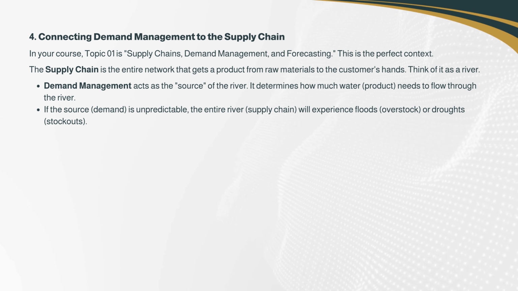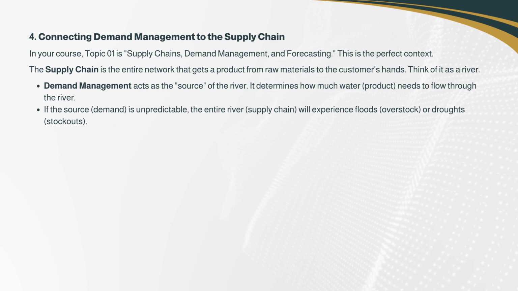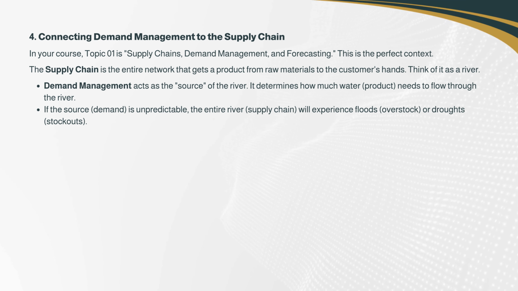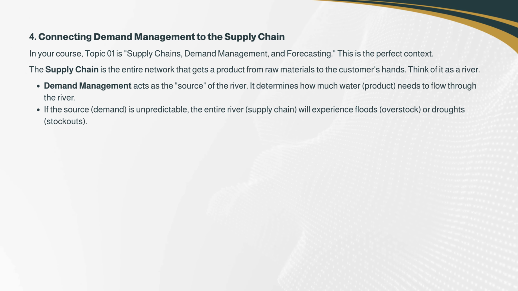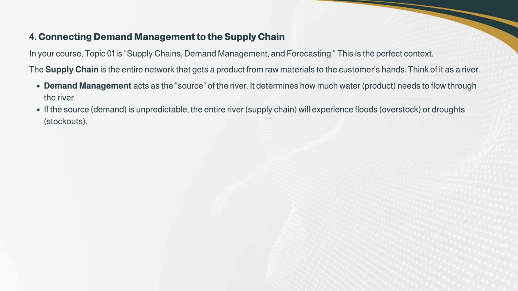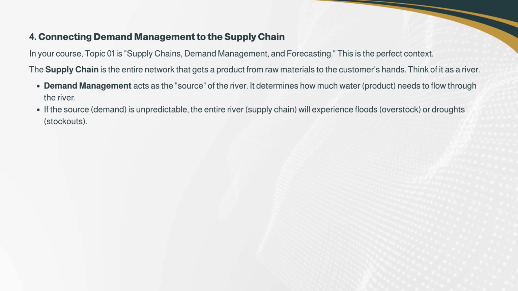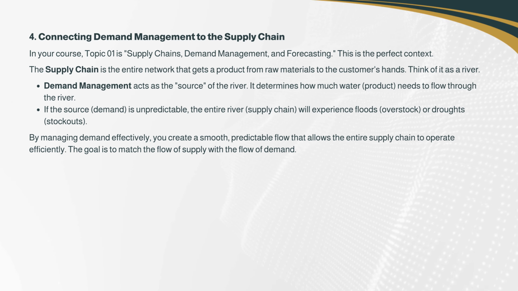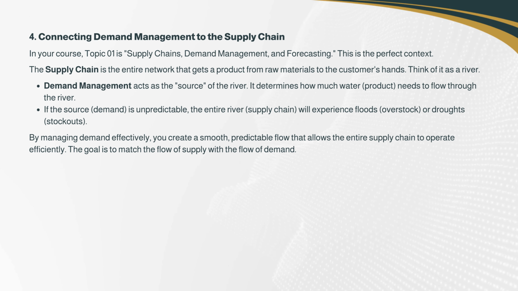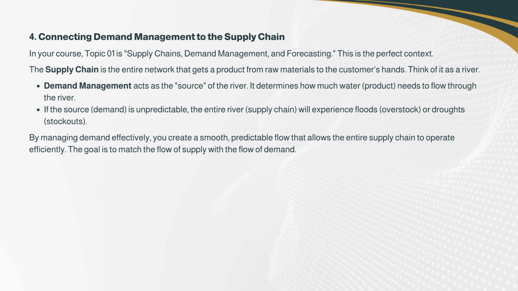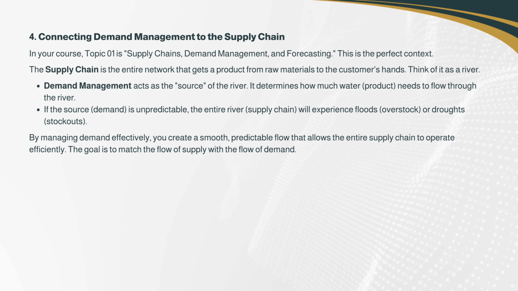Demand management acts as the source of the river. It determines how much water, product, needs to flow through the river. If the source, demand, is unpredictable, the entire river, supply chain, will experience floods, overstock, or droughts, stockouts. By managing demand effectively, you create a smooth, predictable flow that allows the entire supply chain to operate efficiently. The goal is to match the flow of supply with the flow of demand.